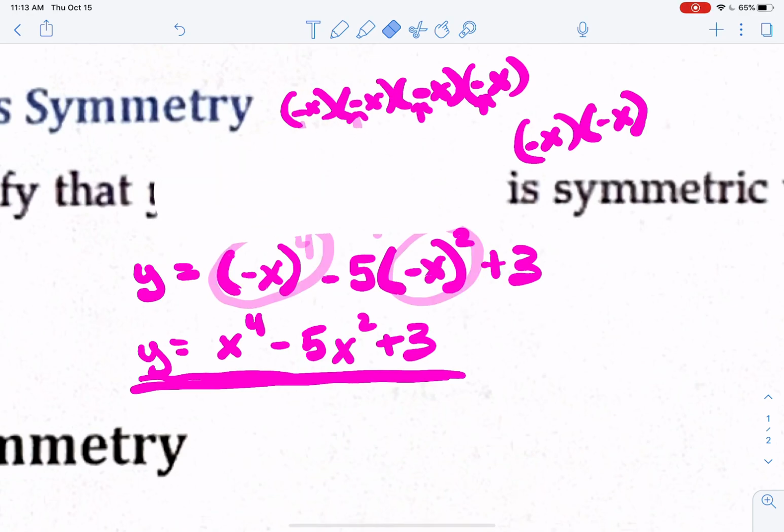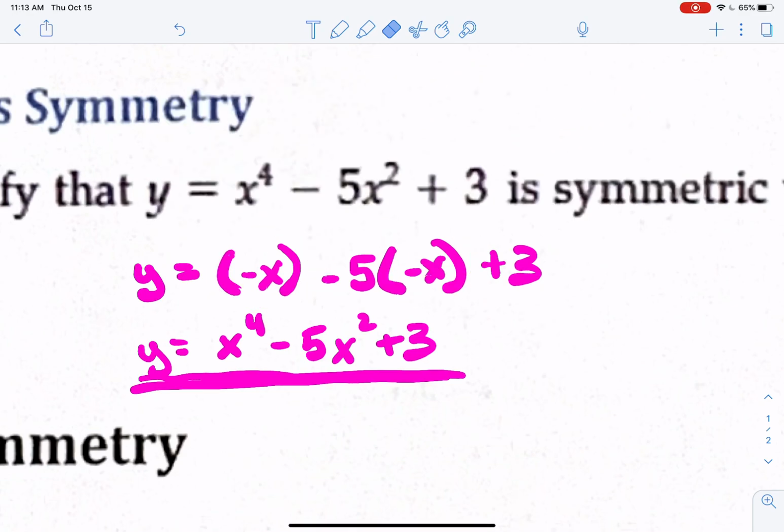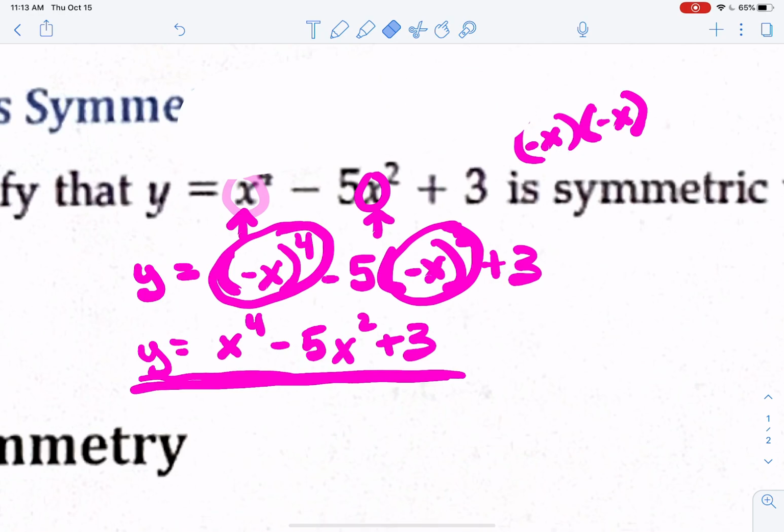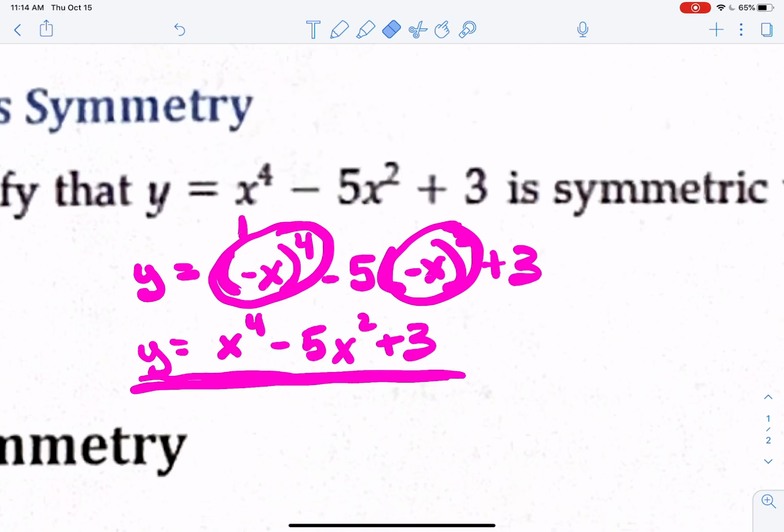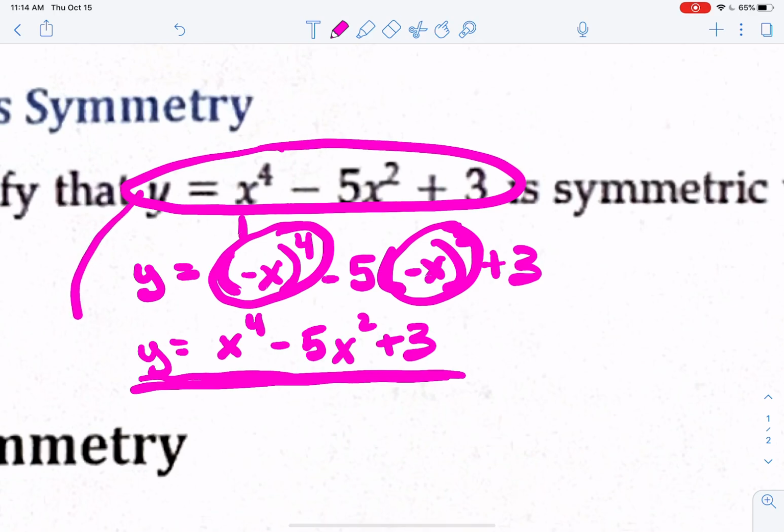And then what I do to see if that is symmetric is look at the original equation. Oh, I erased more than I needed to. To see whether that's symmetric or not, I look at the original equation. This was my original, and this is what it came out to be when I simplified all my negatives. And what you'll notice is both of those things are the same function.